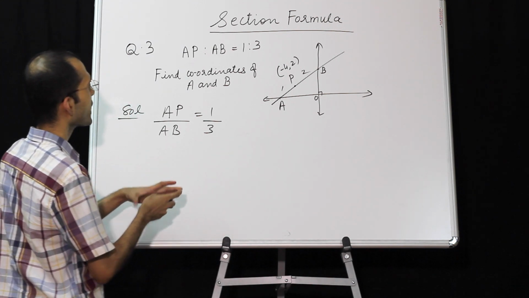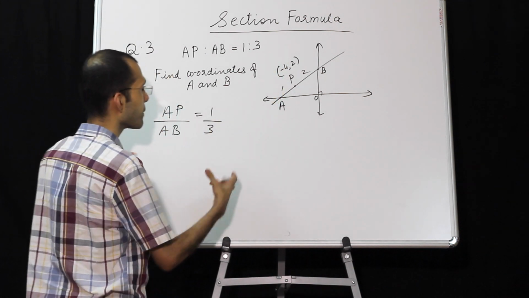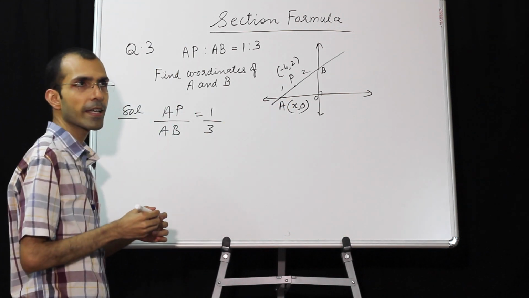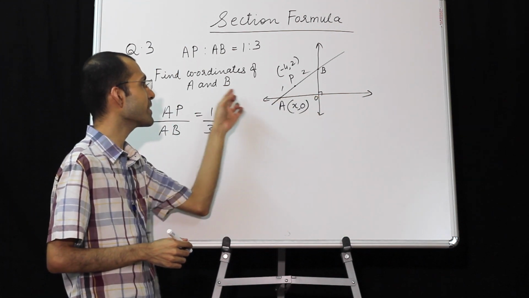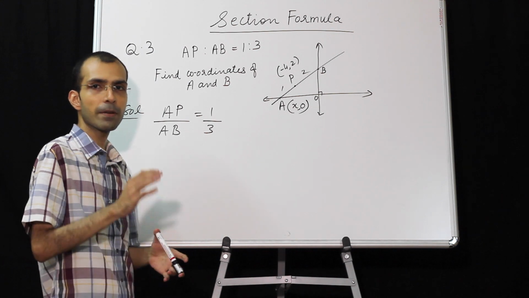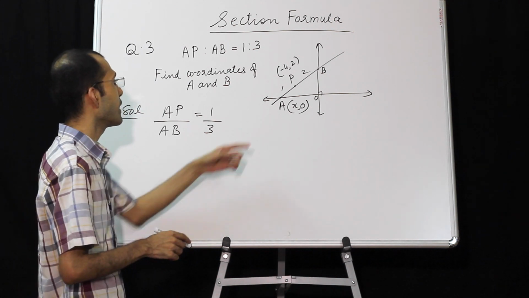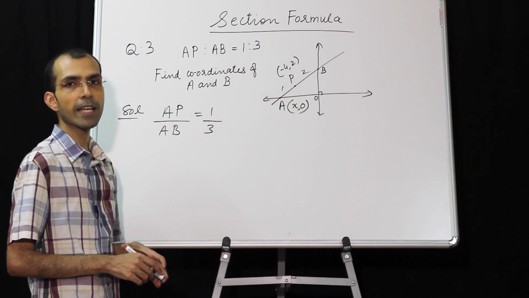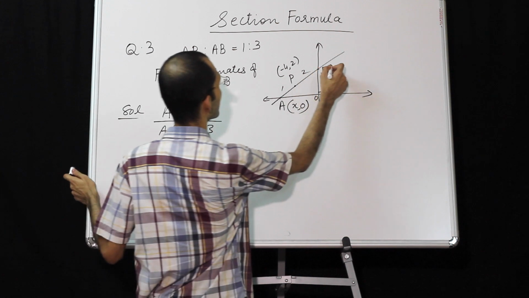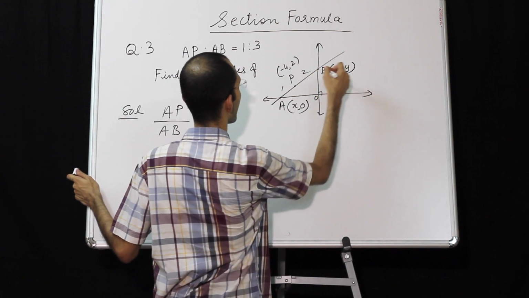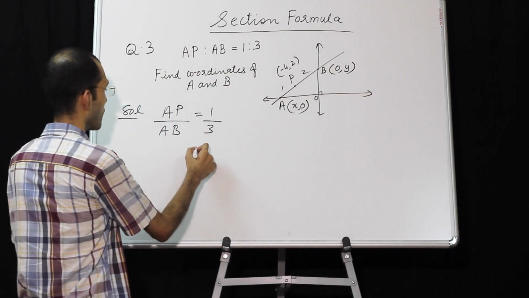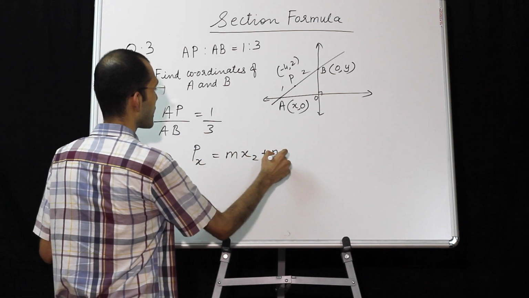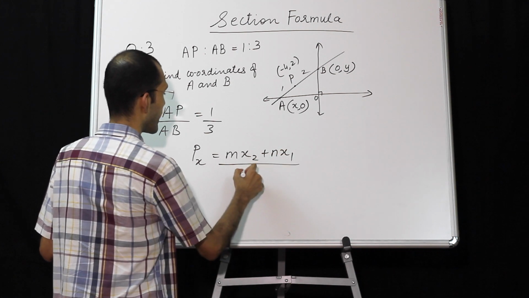Now what do we need to find? Coordinates of A and B. So A will be x comma 0. Any point which lies on the x-axis has coordinates of the type x comma 0. Any point which lies on the y-axis will have coordinates of the type 0 comma y. Now Px is mx2 plus nx1 upon m plus n.